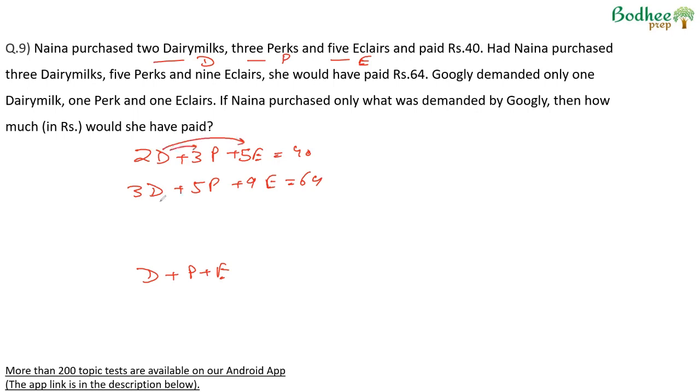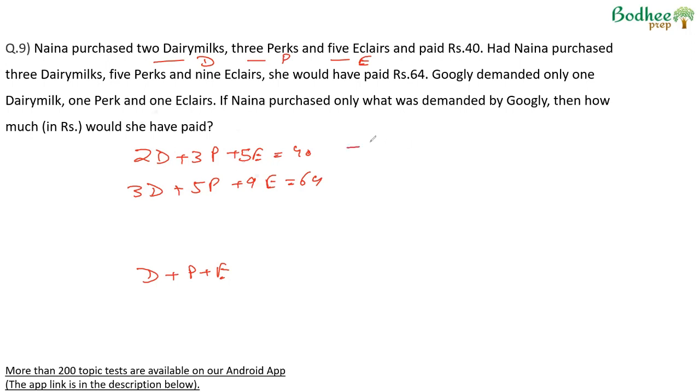The difference here is 1. The difference here is 2. The difference here is 6. Okay. Now I have to work with these two numbers to get the coefficients as 1. 2 into 2, 4 minus 3 is 1. 3 into 2, 6 minus 5 is 1. 5 into 2, 10 minus 9 is 1.